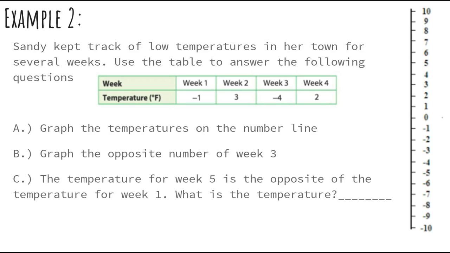So let's look at A. It says graph the temperatures on the number line. What we have to the right is just a vertical number line. It's the same as the horizontal number line that we just did in the last problem. It's just the numbers read from bottom to top. So our negative numbers are at the bottom, our positive numbers go toward the top. Okay, so we have to graph our numbers. So week 1 was -1.